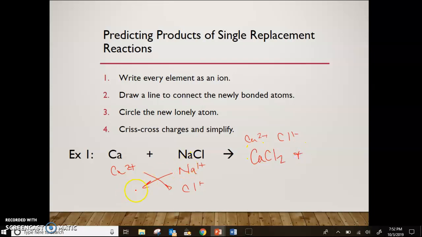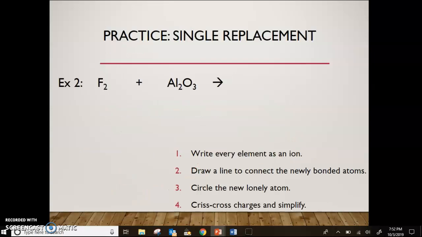But notice that sodium crosses down to nothing here. That shows you that it's going to become my lonely ion. So I'm just going to leave it as Na. I lose that charge. My electrons transfer. That's called a redox reaction. We'll talk about that later in the year. But it is going to lose its charge there. So again, just sort of trust me. We'll explain it later. Let's do another one.